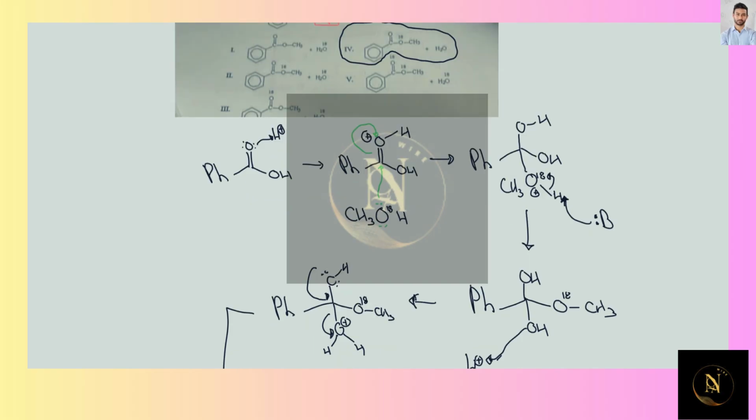So in this case, the correct answer would correspond to option 4, in which only the oxygen on that position is marked and the water that we have on the environment. And with that, it would be all.